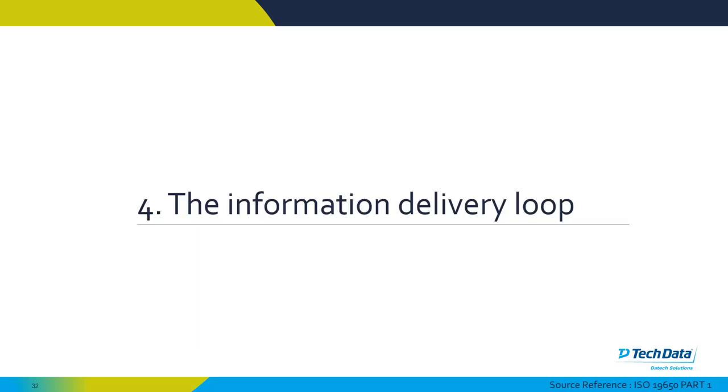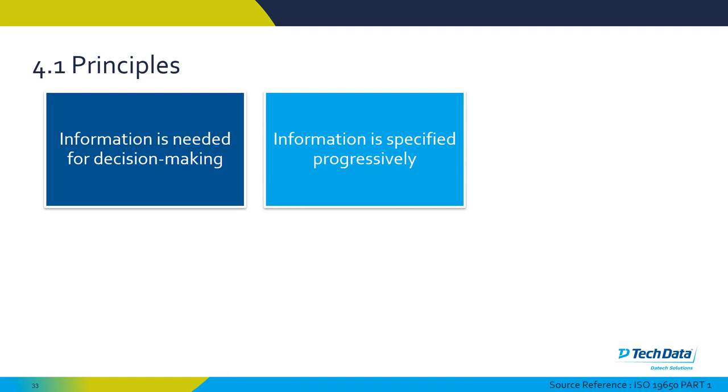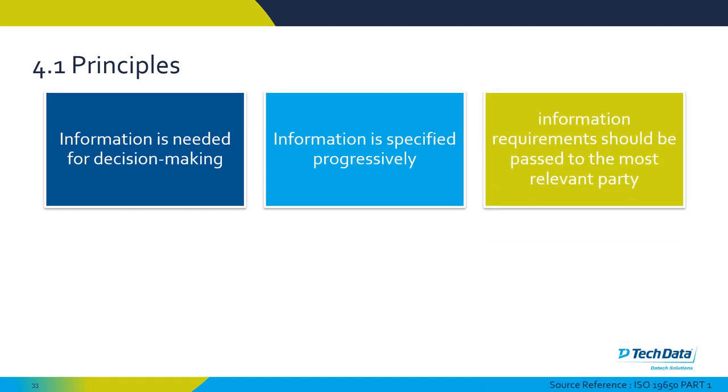And the information delivery loop within a project, some of the principles. Information is needed for making key decisions throughout a project. Information is specified progressively. Therefore, at the early design stage, you're not going to give the full specification for a wall finish or a floor finish, and you're only going to progress that information maybe when it gets to the detailed design stage or up to your construction drawing production. And then information requirements should be passed to the most relevant party, so making sure that you're not sharing information with parties that don't need access to it, for example, and you always make sure that you have your point of contact in the relevant parties as well.